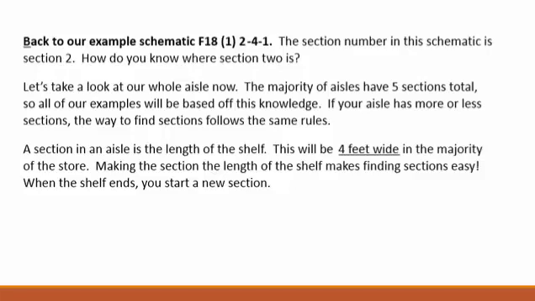So how do we know where section 2 is in that sample schematic? We're going to look at the whole aisle in this next slide that we're going to come to. The majority of aisles have 5 sections total, so all of our examples are going to be based off of that information. Every section is going to be 4 feet wide, but mostly pay attention to each section is the length of a shelf. That's going to help you out a lot. You don't have to bring out your measuring tape. However long the shelf is in your aisle, that's how long the section is.